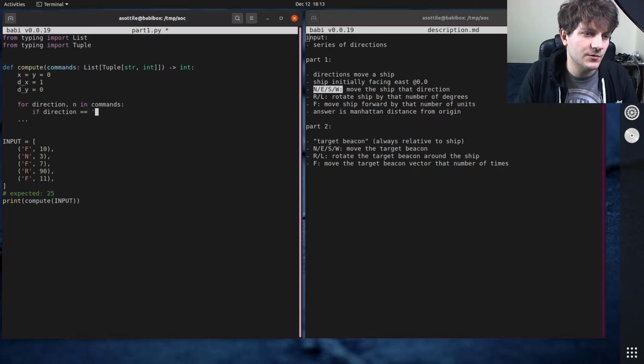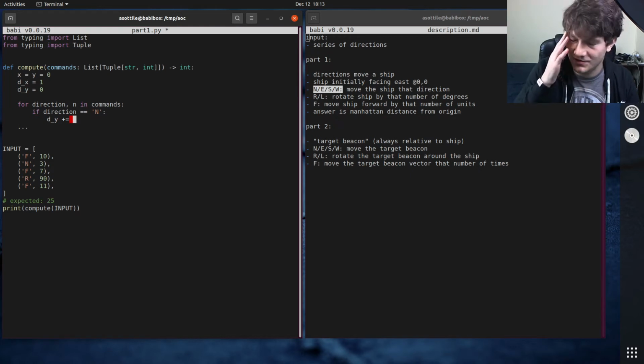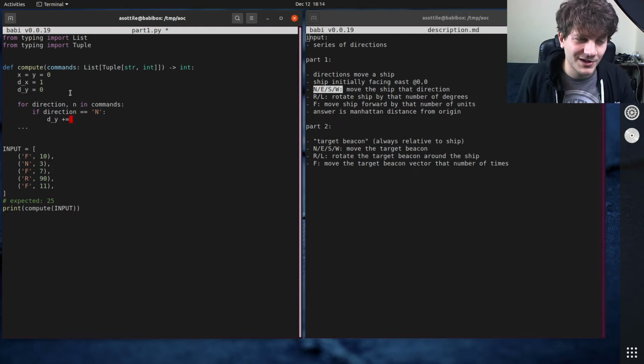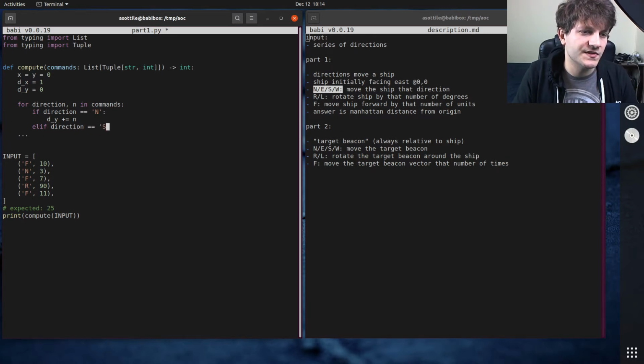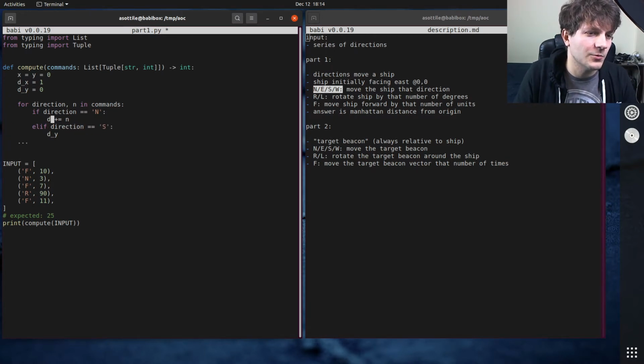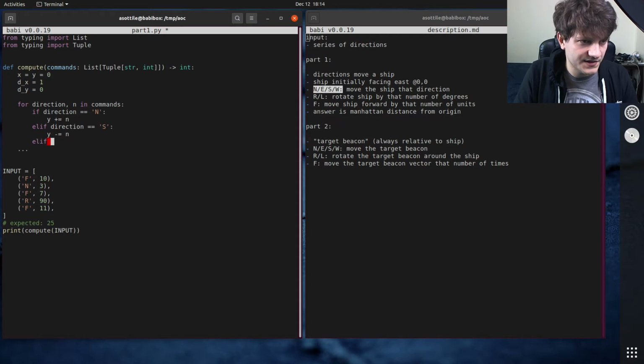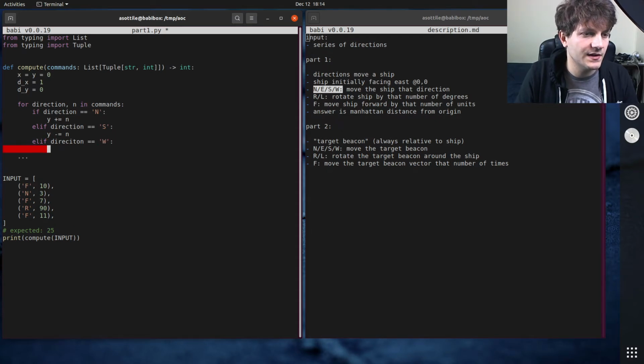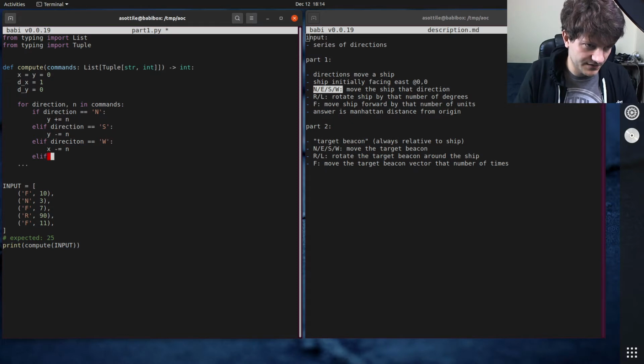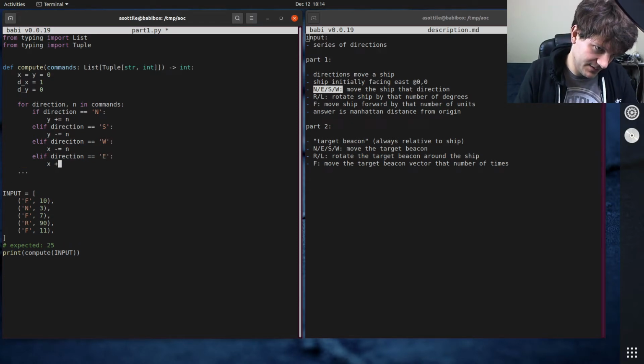If direction equals north, then y plus equals n. We're going to say that north is up. I actually made this mistake during my solve of this. For the first part, it doesn't matter whether you treat north as up or down. I apparently treated it as down because I was not thinking that straight, but I ended up fixing it in part 2. But anyway, y plus equals n. If direction equals south, then y minus equals n, otherwise if direction is equal to west, then x minus equals n, otherwise if direction is equal to east, x plus equals n.